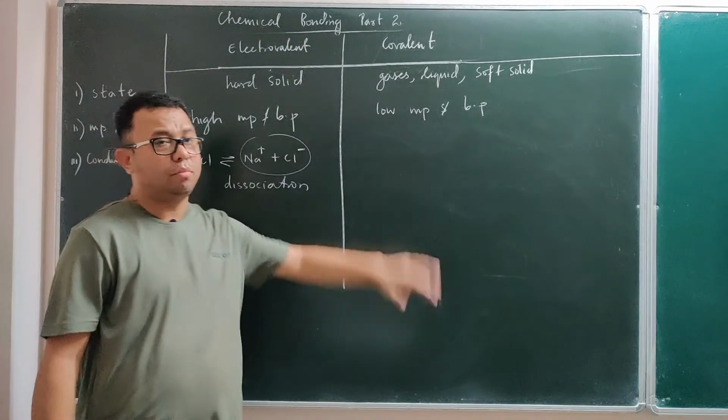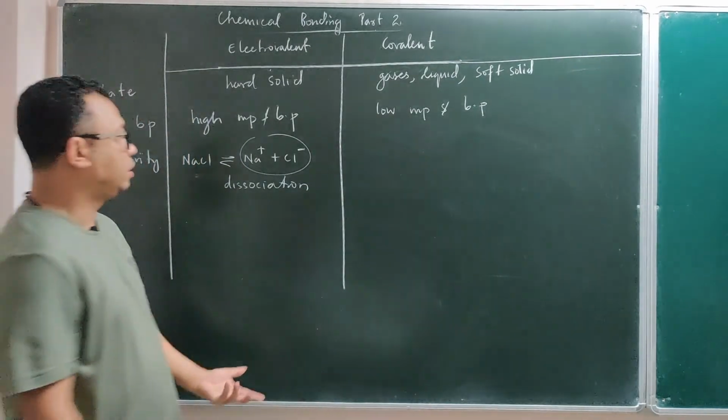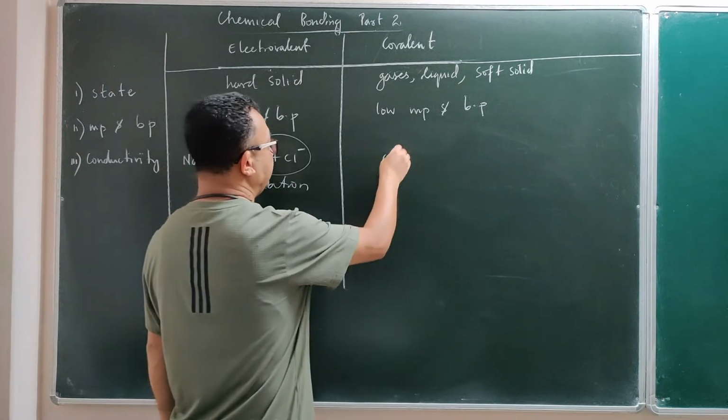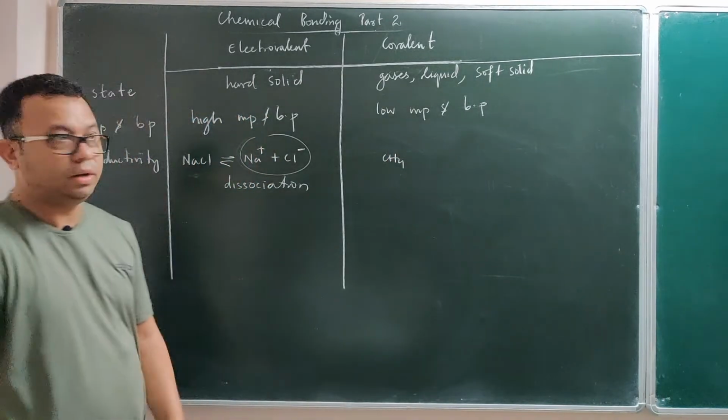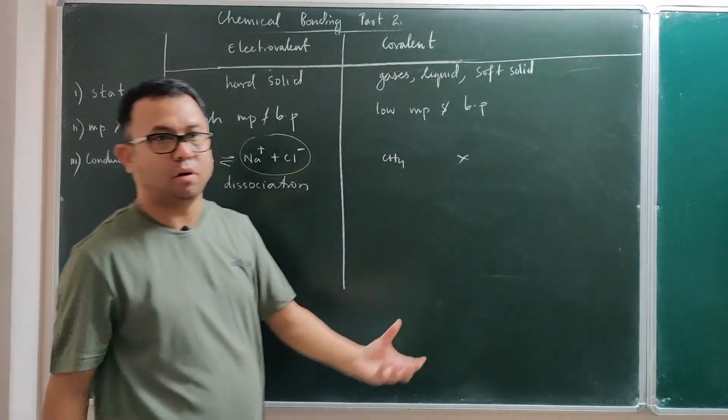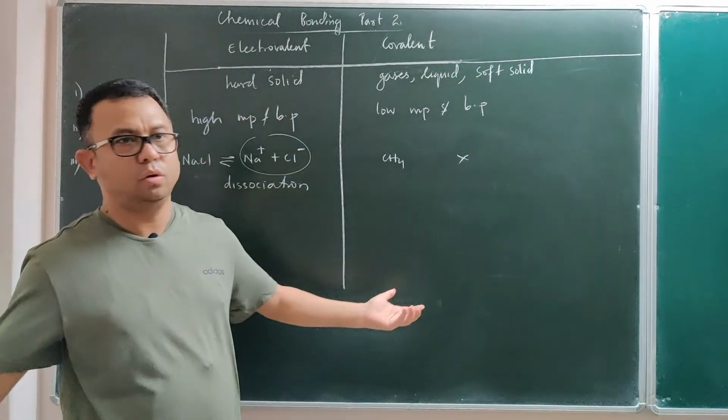But covalent compounds don't conduct electricity. For example, if I am talking about one covalent compound, methane, no matter what you do, how much you heat, it will not form any ions. No ions are formed, so no conduction.